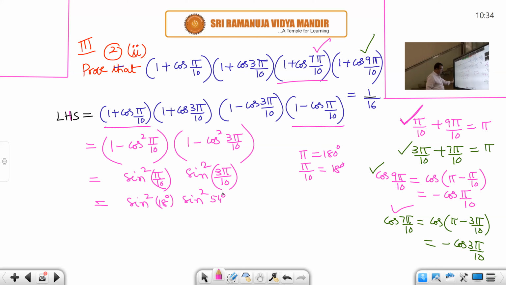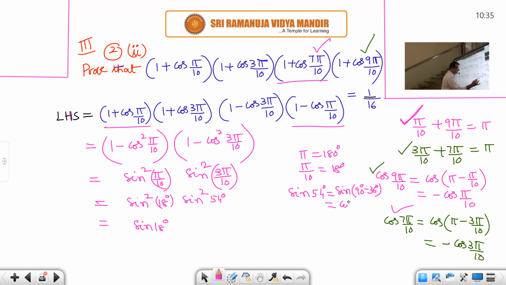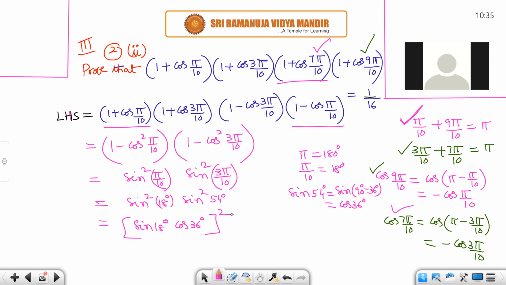So sin 18, sin 54. We'll write it like this: sin 18 into sin 54. Can you convert it into cos by using the complementary angle? Yes, sir. Sin 54 is sin(90 minus 36), is it not? Yes, sir. Sin(90 minus theta) is cos theta. So it is cos 36. Therefore, sin 18 cos 36. I'll put it in a bracket and write whole square. Is it okay? Yes, sir.